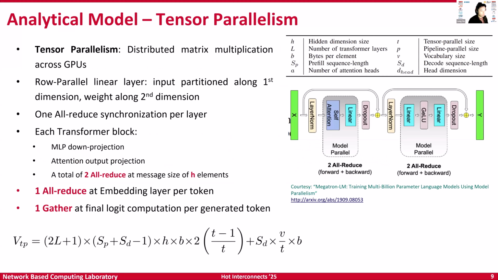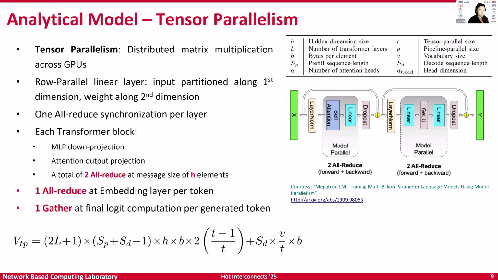So let's jump right into tensor parallelism. To give a little bit of background, tensor parallelism is, in short words, a distributed matrix multiplication mechanism across the GPUs. It was first introduced by Megatron-LM during the pre-training era. If you look at the right figure, this is a figure in the Megatron paper. This is actually a figure of pre-training.